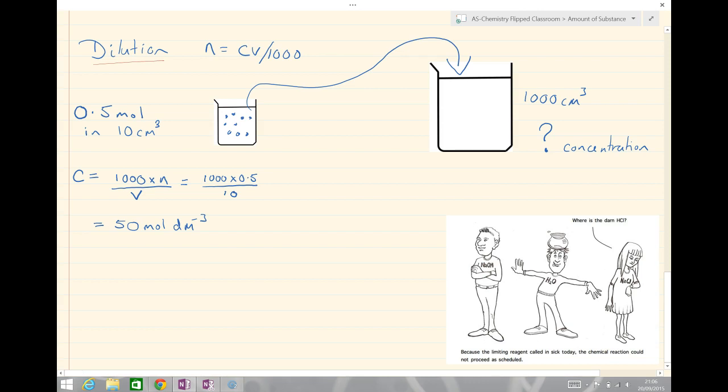So, how did you get on? Alright, I'll show you. Let's have a look. Here we're going to call this one beaker number 1, and we'll call this one beaker number 2.